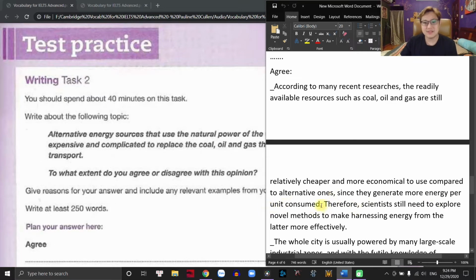Vì lẽ đó, so this is a cause and effect sentence here. Therefore, đây là quan hệ nhân quả mà mình rất hay viết nè các bạn. Vì cái lẽ này mà nó sinh ra điều gì? Because of this, what happens? Therefore, scientists still need to explore novel methods or new methods to make gathering energy or harnessing energy from the latter more effectively. Vì thế, những nhà khoa học vẫn cần phải mở rộng ra những cái phương pháp mới để làm cái chuyện thu thập năng lượng từ cái sau, tức là cái nguồn nhiên liệu thay thế này, nó trở nên hiệu quả hơn.